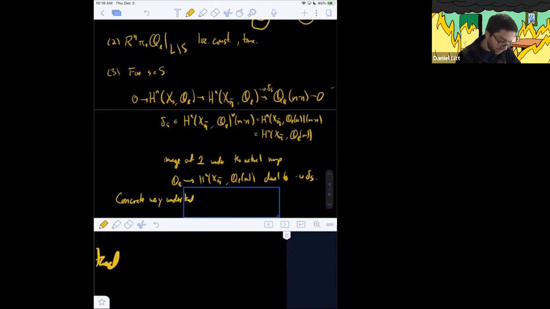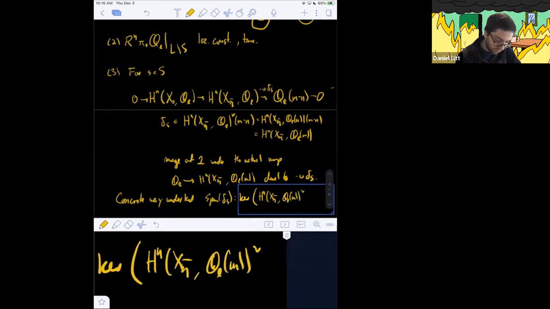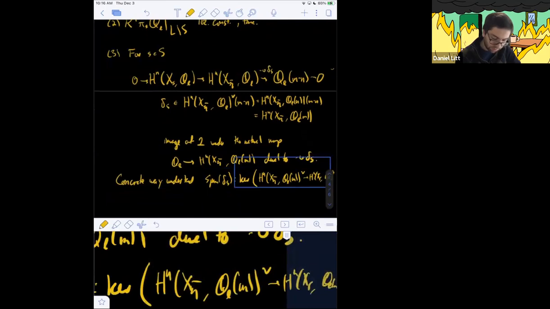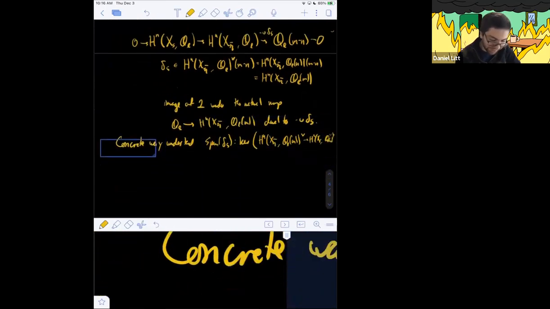the span of delta S. It's the kernel of the dual of the co-specialization map, which goes from Hn X eta bar QL of m dual to Hn X S QL of m dual. Sorry, I kind of ran out of space there.